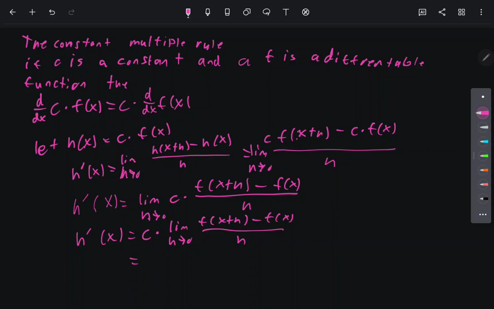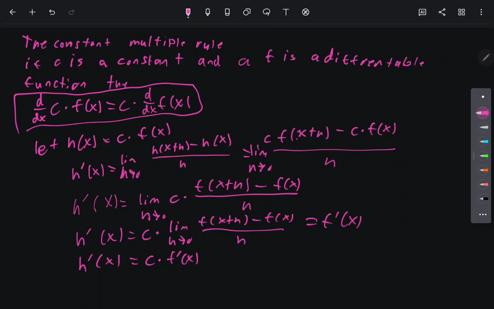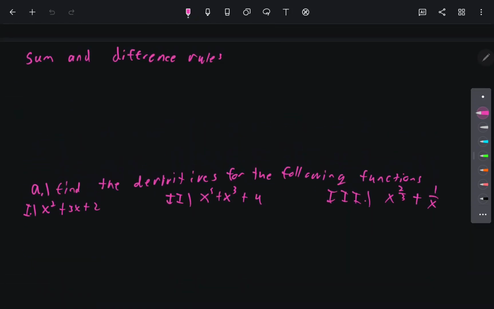Well, what is this? This is just the derivative. This here is just f prime of x. So we get c times f prime of x is equal to h prime of x. So we can clearly see that this property holds up. And thus, we have proved the constant multiple rule. All right. And now I just have one more set of rules really for us to go over. And I can once again prove them for you.